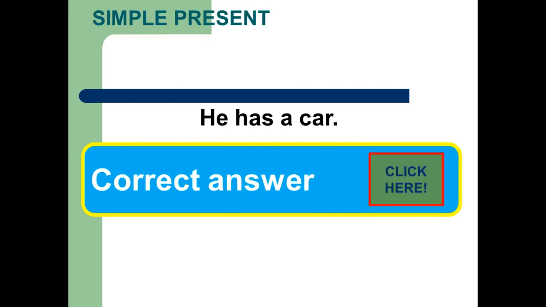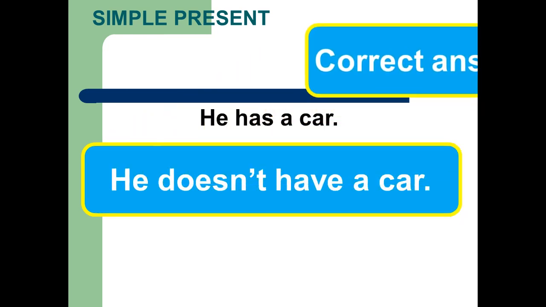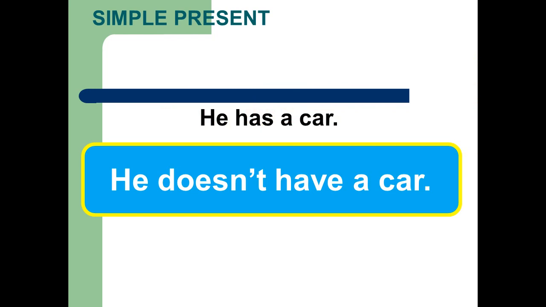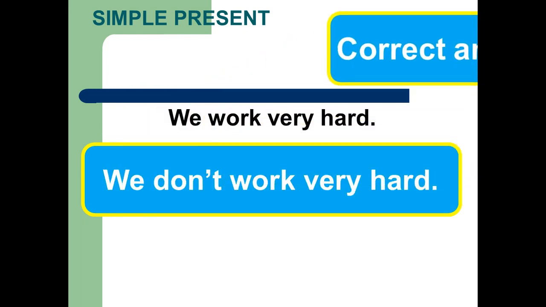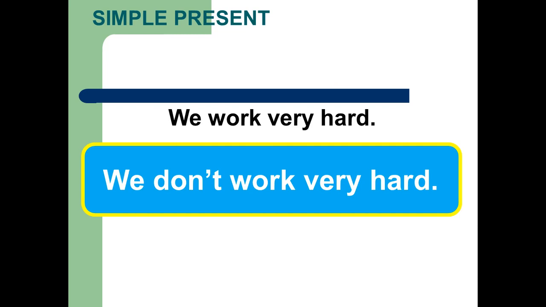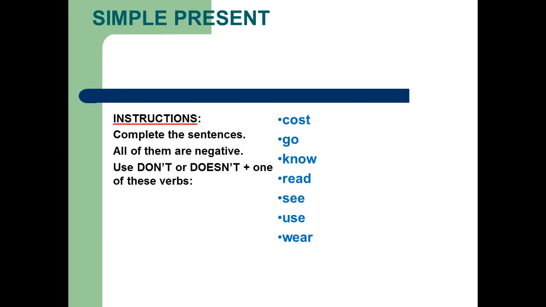He has a car. Try to make up the negative form of this sentence. He doesn't have a car. We work very hard. We don't work very hard.